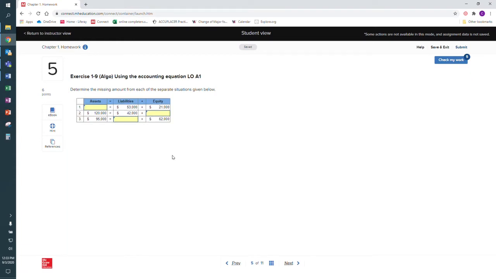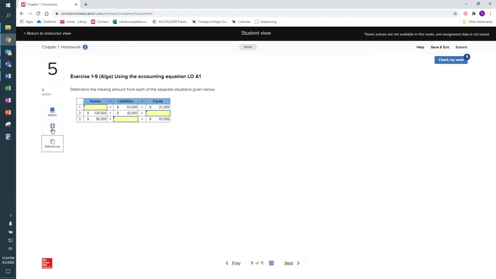Number 5 wants us to determine the missing amount from each of the separate situations below. So 1, 2, and 3, these are separate and they are not connected. Now, look over here to the side. We have an additional box here. This references doesn't really tell us much. It references the learning objective and that it's medium level difficulty of the problem. So the references doesn't really help you out with doing the homework. The ebook does. You can access the ebook directly from here.